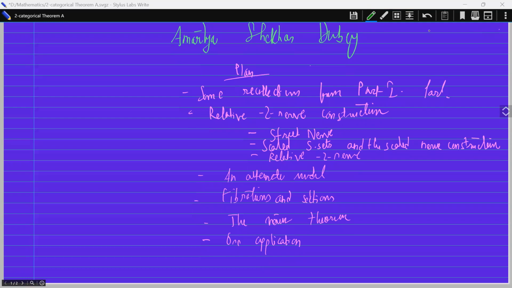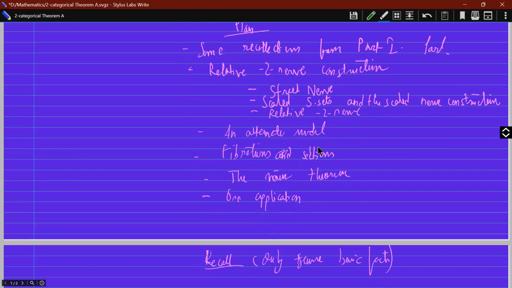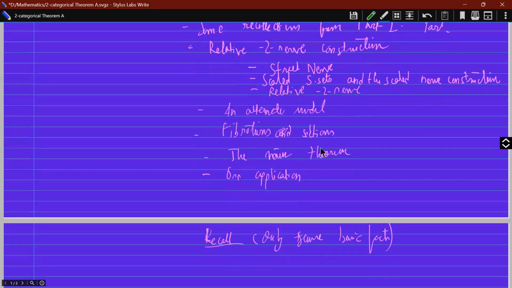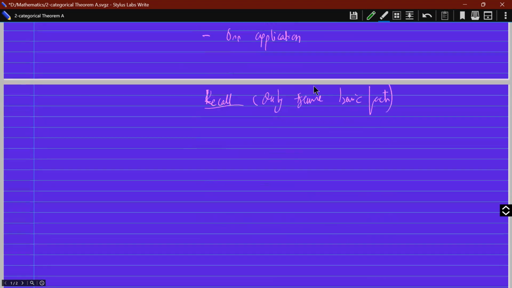I'll talk about the fibrations and sections involved. I'll just give a description, so that kind of forms the backbone of the proof of the theorem. Then I'll state the theorem, and then there's one fun application that I'll talk about. So, let's begin by recalling a few things.